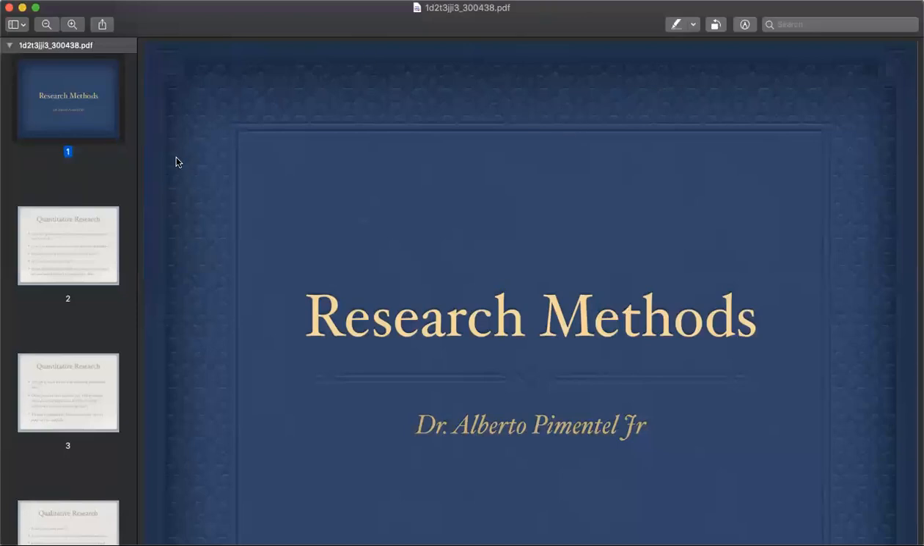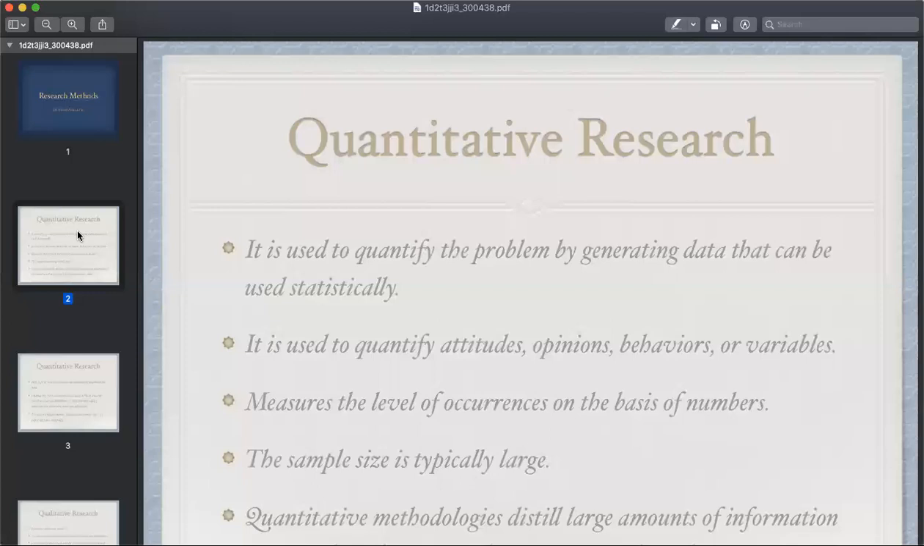But as we go through this, I want you to be able to make the distinction between quantitative and qualitative research. So when we use the term quantitative research, we're talking about essentially our ability to quantify a problem by generating data that can be used statistically. So what does that mean? Well, we're looking to quantify people's attitudes, people's opinions, people's behaviors, or different variables that may come into existence. And I want you to think about quantitative research from the perspective of polls or surveys.